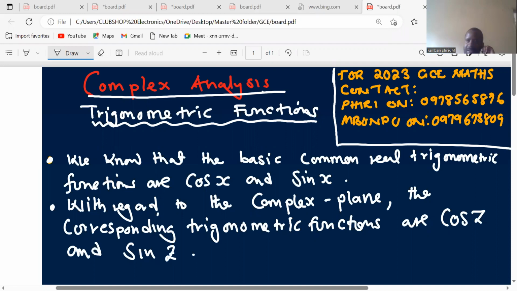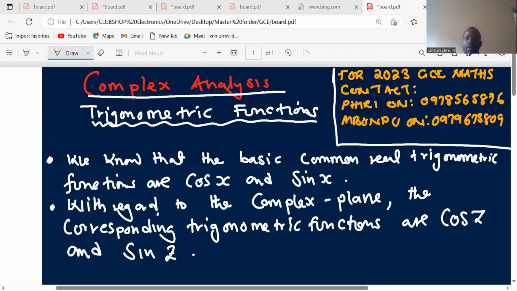Hello, welcome to this presentation where we want to look at one concept under complex analysis. And in this regard, we want to deal with trigonometric functions.